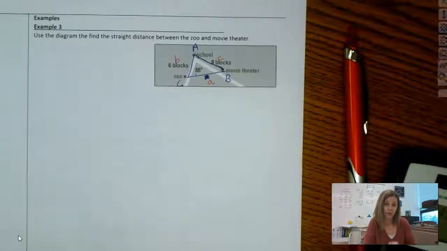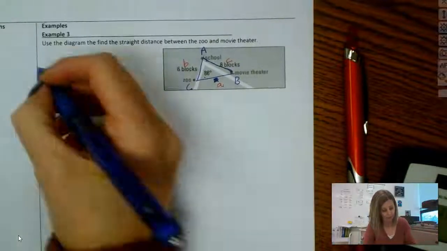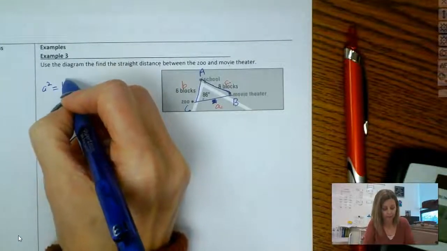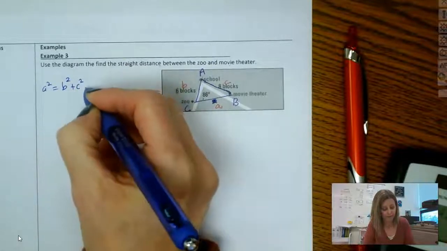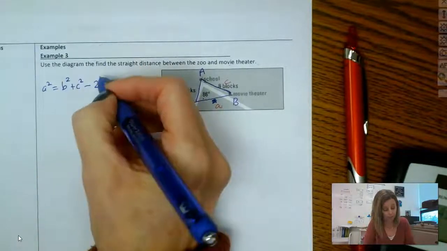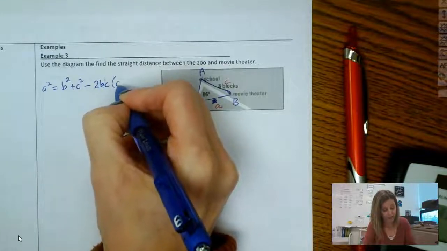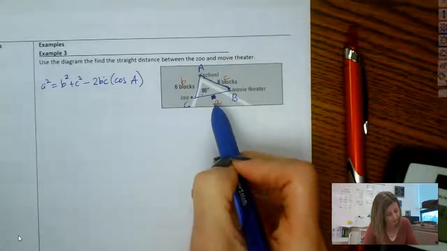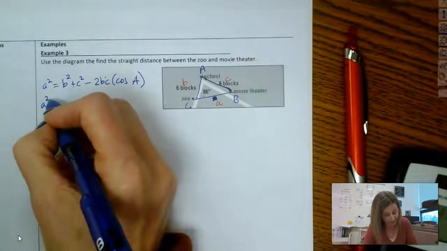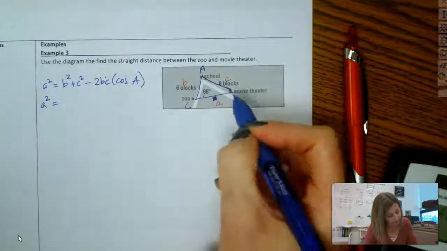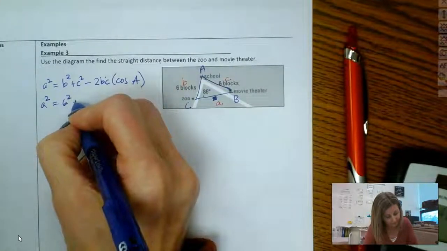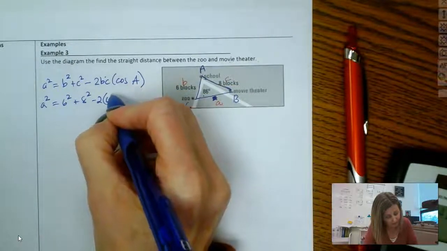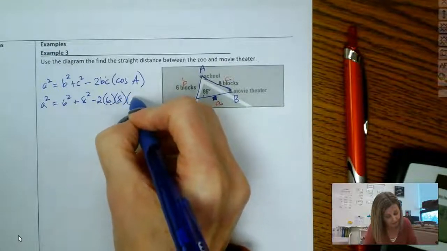So I want the equation that starts with lowercase a. So let's write that out. We've got a squared equals, and you want the other two letters, b squared plus c squared, minus 2 times these same two letters, bc, and then times cosine of angle A. Okay, plug in. So I don't know lowercase a, so leave that as your variable, but we know everything else. B is 6, C is 8, minus 2 times 6 times 8 times cosine.